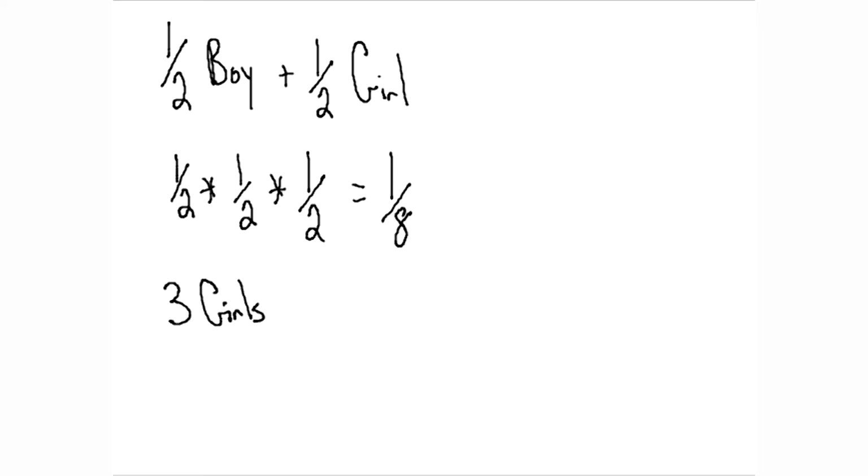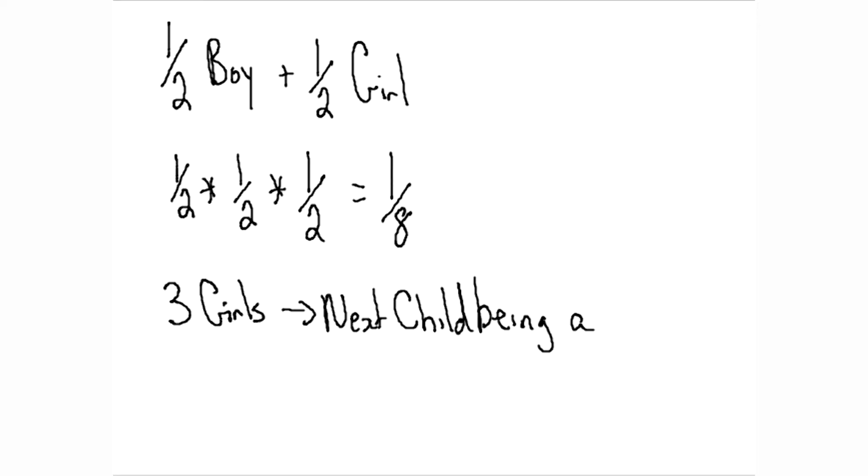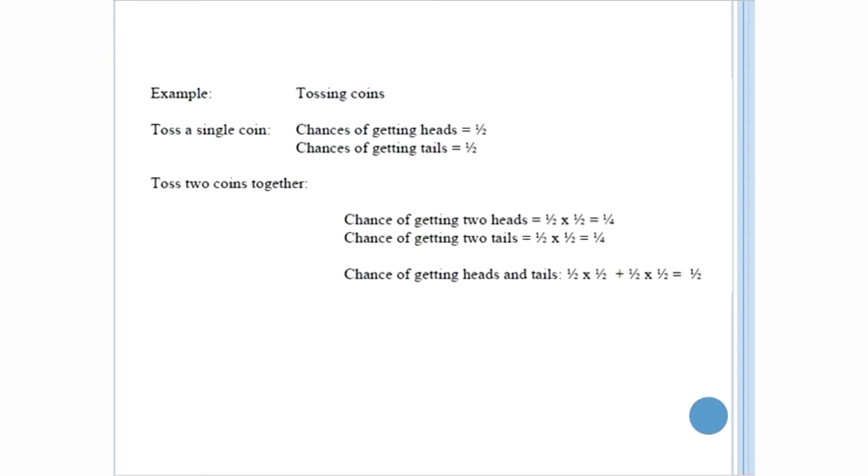In past public examinations, they have asked that if a couple have had 3 girls, what is the chance of their next child being a boy? The answer is, because one event has no bearing on the one before it or after it, the answer would be 1/2.